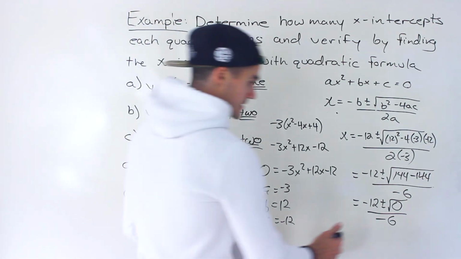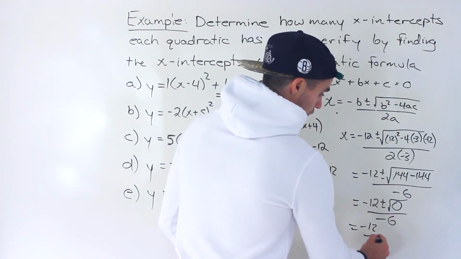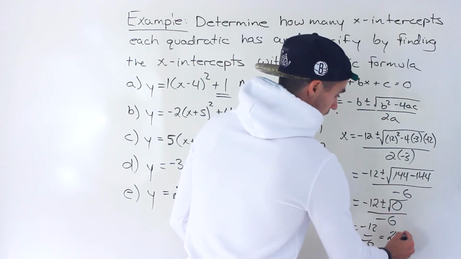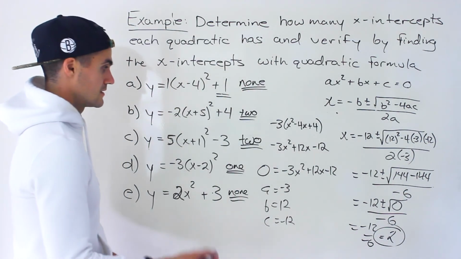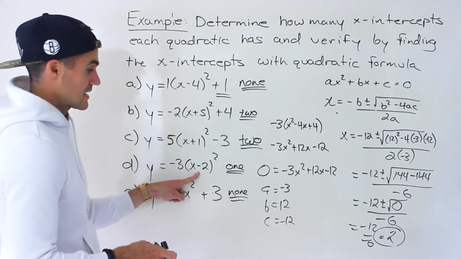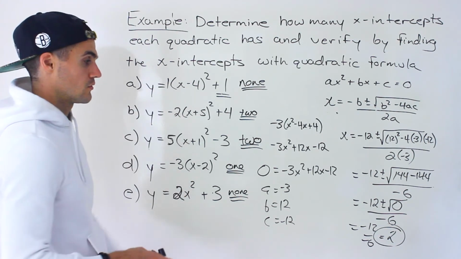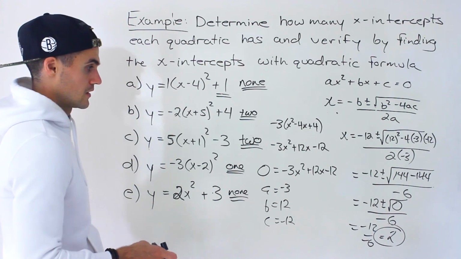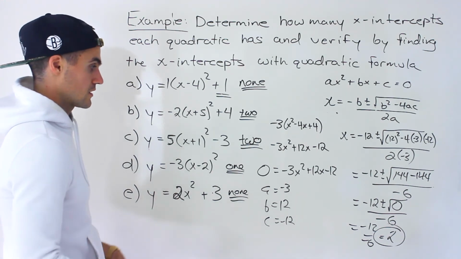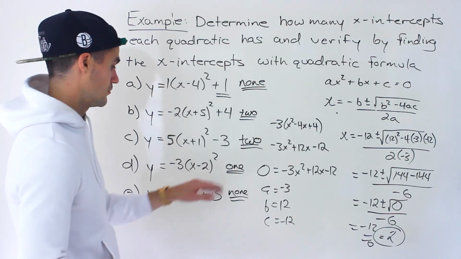And so in this case, we end up with plus or minus 0. We can get rid of that. It's just negative 12 over negative 6, which gives us positive 2 as expected. I erased it, but we said that the vertex would be at 2 and 0, which is also the 1 x-intercept. Okay, so everything checks out. Everything makes sense with what we got before.